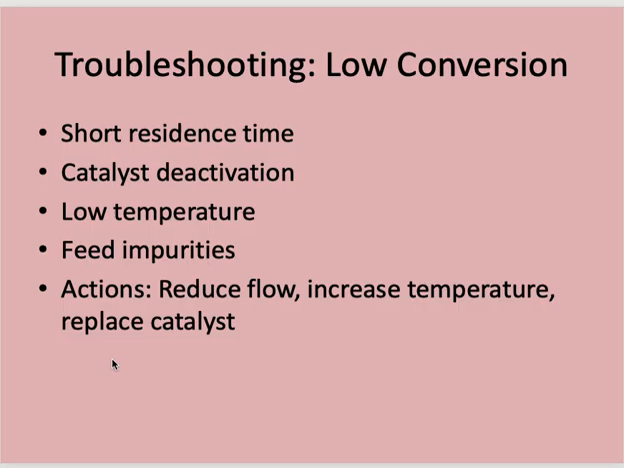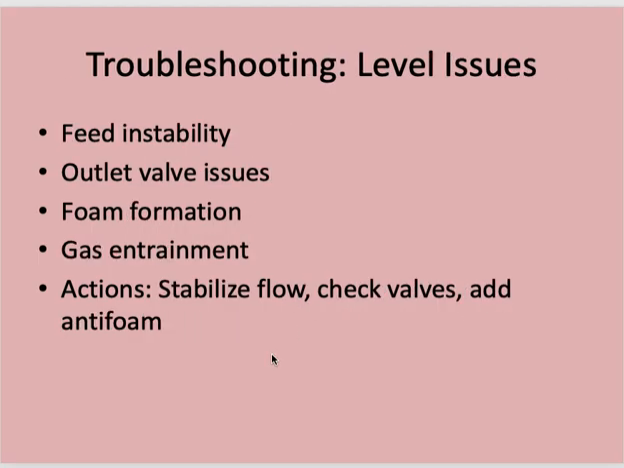Here the troubleshooting, low conversion. Short residence time can cause low conversion. Catalyst deactivation, like the initiator or the catalyst deactivation, can cause low conversion. Low temperature can cause a low conversion for sure, and the feed impurities, not the feed rate, the feed impurities. You can introduce the feed reactants A plus B at the recommended rate, but there is some kind of impurity that decreases the rate of the reaction, and you have to remove it, okay? The action is to reduce the flow, increase the temperature, replace the catalyst, or check the catalyst itself, okay?